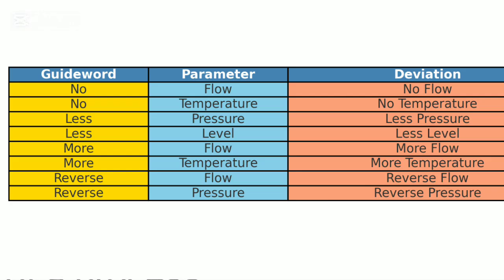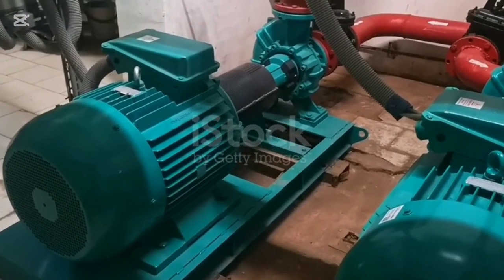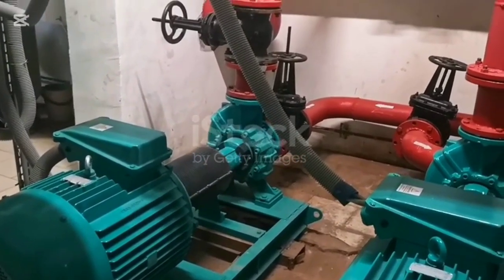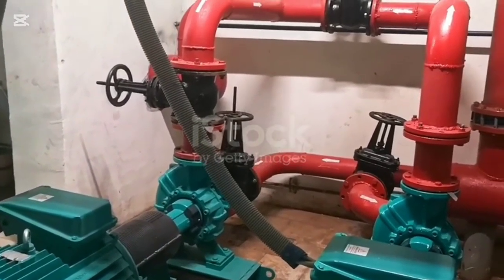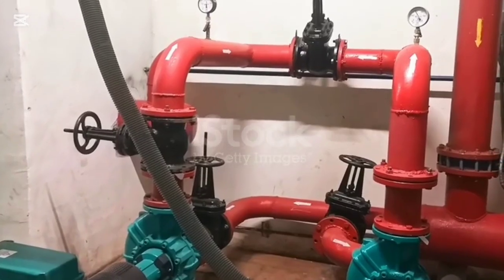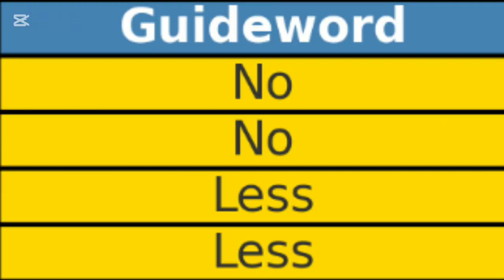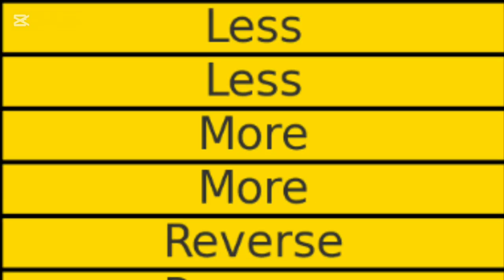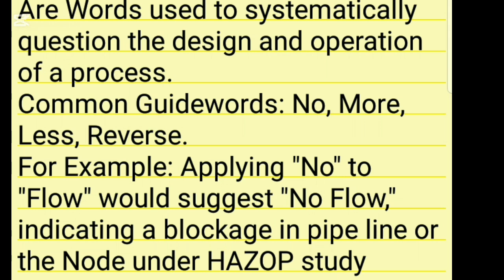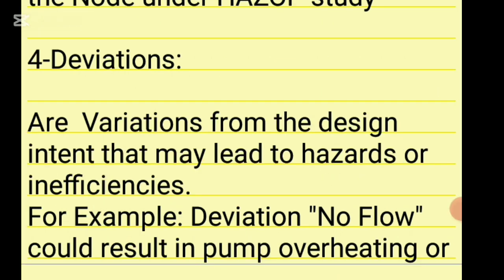The next term is guideword. Guidewords are used to systematically question the design and operation of a process. Common guidewords are no, less, more, reverse. For example, applying no to flow would suggest no flow, indicating a blockage in the pipeline or the node under HAZOP study.